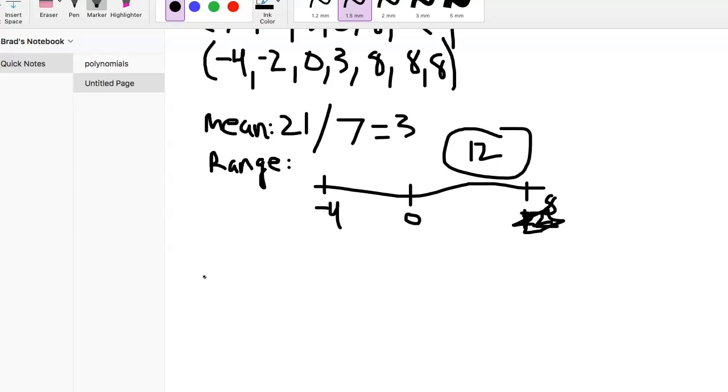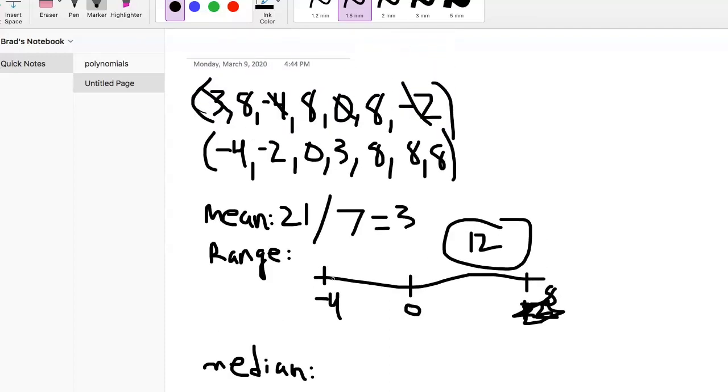Median. So the median is just the middle number. Okay, so we have 7 numbers in our data set, right? This is the main reason why we ordered it, was just for median. Okay, so the middle number is the 4th number. So that's that one. Okay, so that would be 3, and then we would be done.